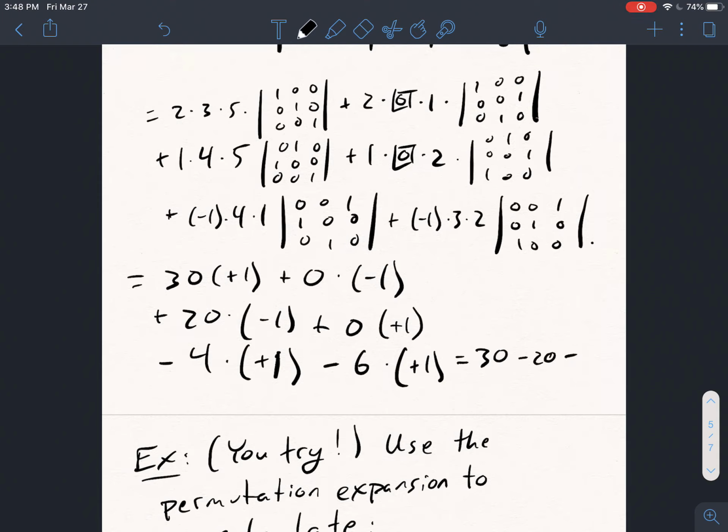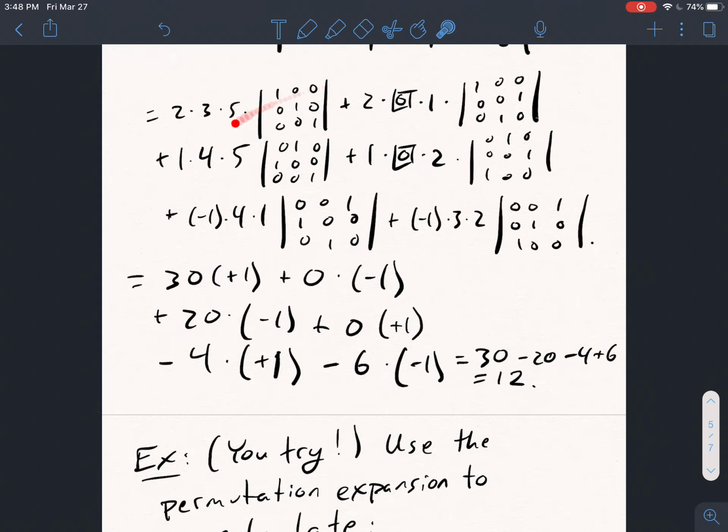All right, this whole thing turns out to 30 minus 20 minus 4. Oh, sorry, I only did 1 row swap, that should be negative. Almost messed it up again. Okay, great, +6. All right, so I get 30 minus 20 minus 4 plus 6. This is 10, this is 2, that makes 12. So our determinant is 12 by using the permutation expansion.